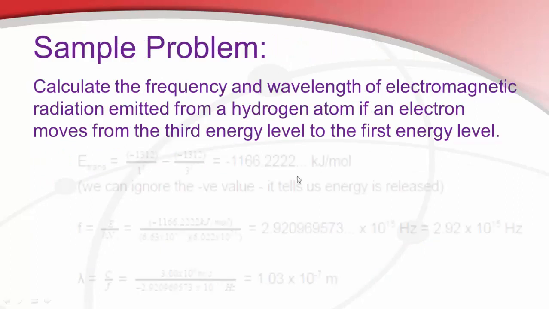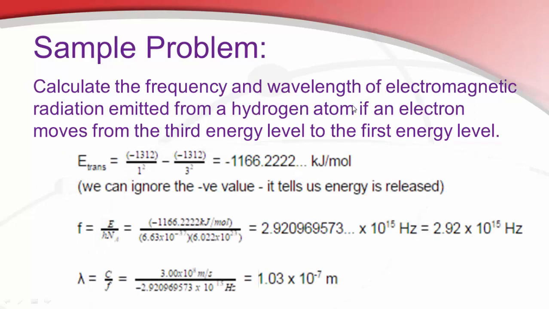So here's another sample problem for you to think about. We should be able to calculate the frequency and wavelength of electromagnetic radiation emitted from a hydrogen atom if an electron moves from the third energy level to the first energy level. And the calculation is simple algebra and it's given here. Go ahead and pause it if you want to have a look.